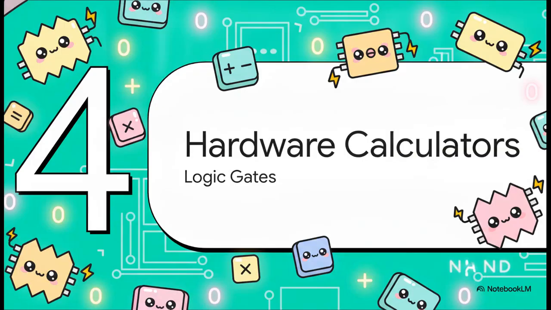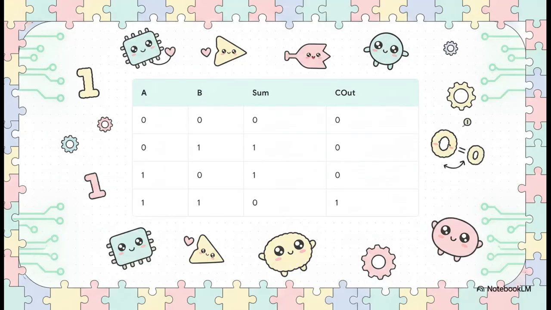Moving on to Section 4, building hardware calculators with logic gates. Okay, now that we have all our mathematical rules thoroughly mapped out, let's actually build the calculator. We start with a basic truth table for a half adder. This solves the most foundational problem possible, adding two single-bit numbers together. If you add a 1 and a 1, the sum is 0, and you generate a carryout of 1. It's a super simple table, but make no mistake, this is the absolute bedrock of all computer processors.